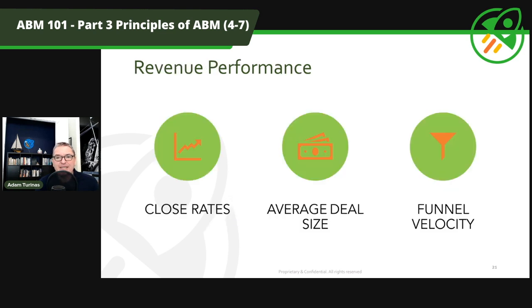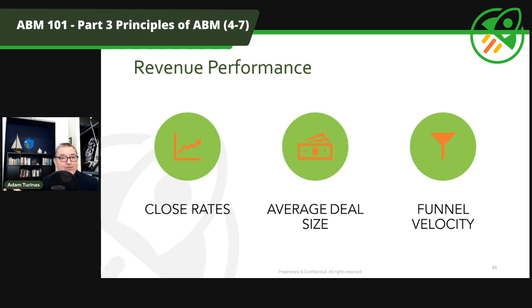So let me dive a bit deeper on revenue performance. I'm starting with the hardest one to get to. These are the measures that actually take the longest to get to, and so those include things like close rates. If you've shifted to ABM, are the close rates improving? Can you attribute a difference in the close rates that were influenced by ABM versus not?